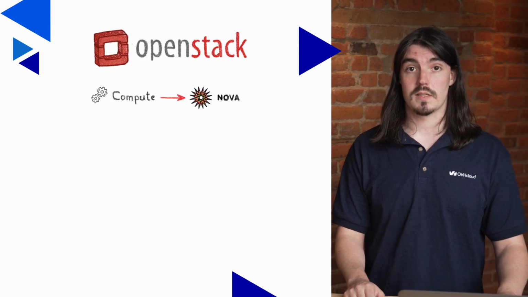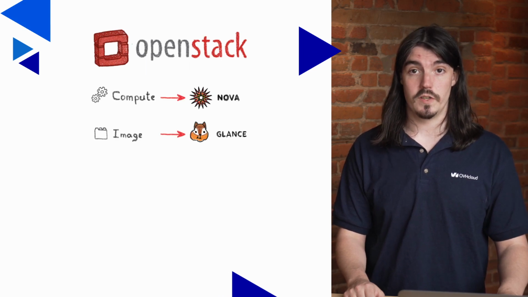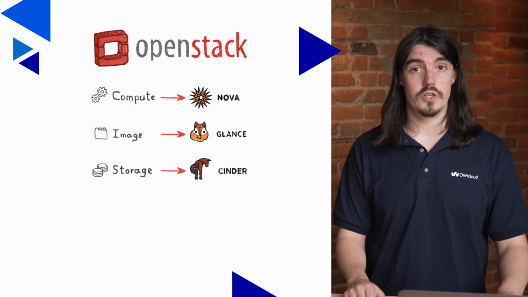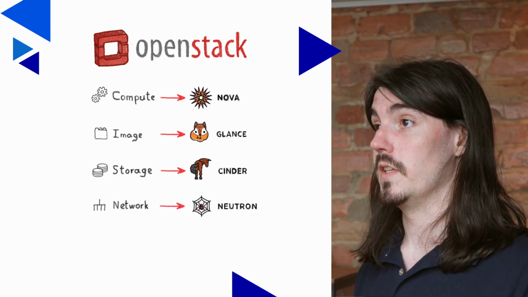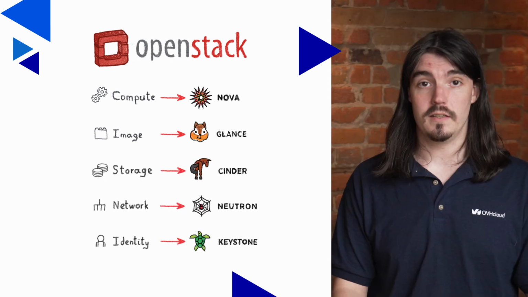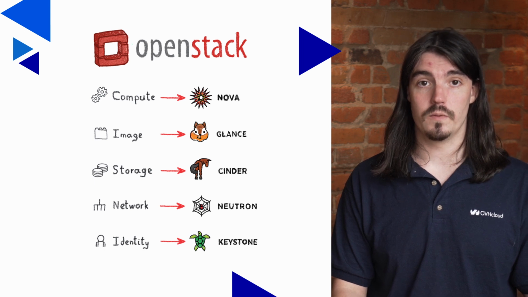The compute service is called Nova. The imaging service is called Glance. Storage is called Cinder. The networking service is called Neutron. And finally, the authentication service is called Keystone. Since OVHcloud's public cloud offer is essentially OpenStack, for the rest of this session, we'll use OpenStack naming for these services. This will also help if you need to search for any public documentation around OpenStack.